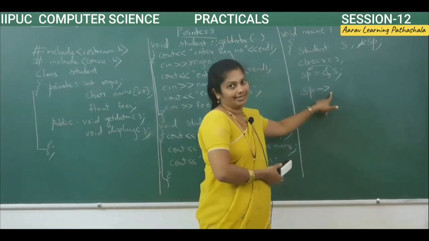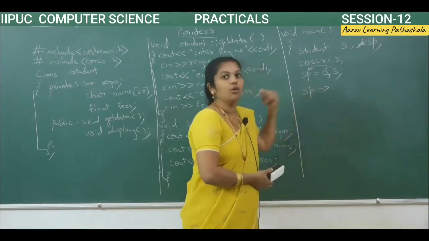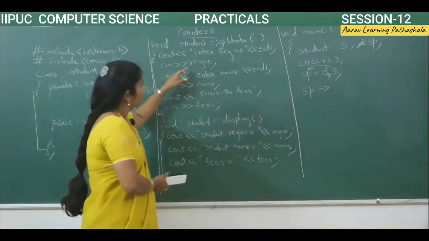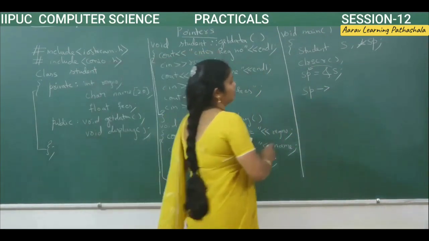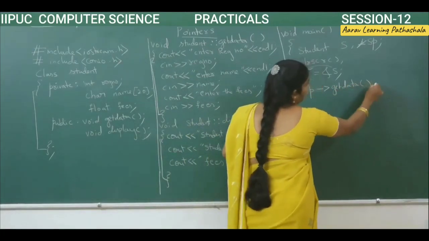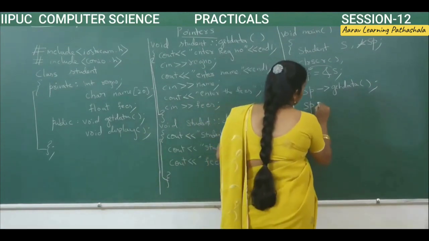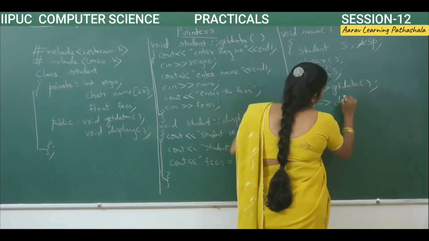Minus sign then greater than symbol. This is the arrow operator. Now sp arrow, call the function. What's the first function? That is the get data function. Now next call the second function. sp arrow display function.